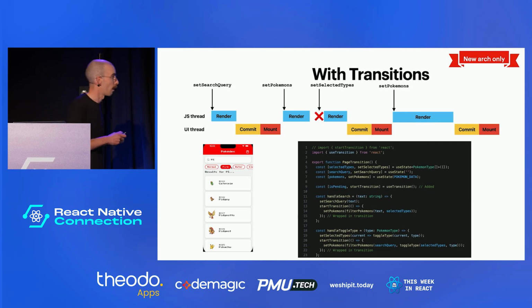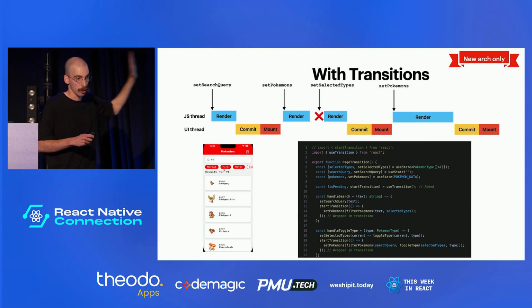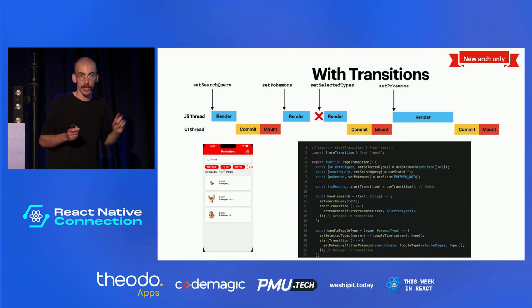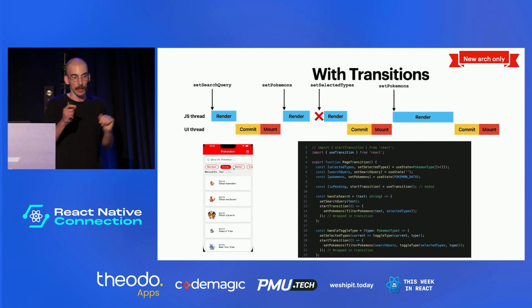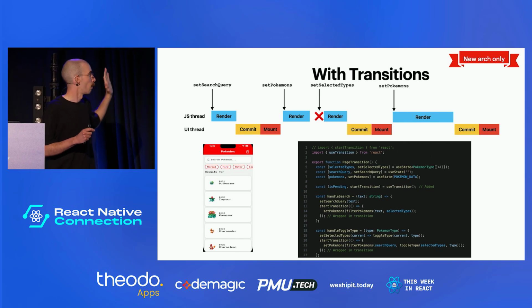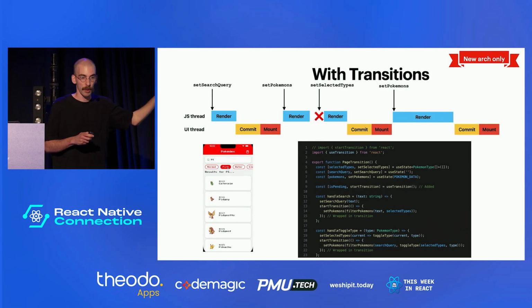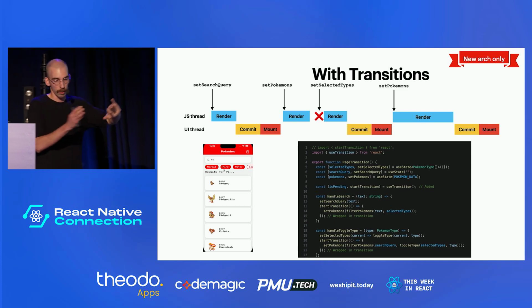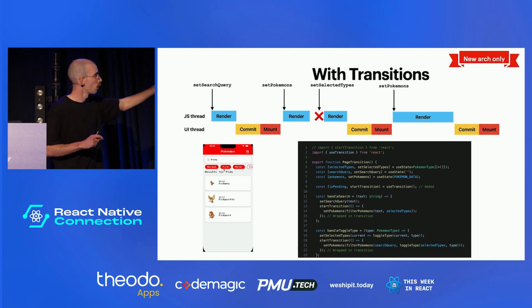When we look at our threads, what happens is that we set the search query, and then we get the set Pokemon state update, but because it's marked as non-critical, React will first finish all the rendering for the previous states. So we'll go through the render phase, commit, and mount for the set search query. Then we'll start set Pokemon, and then when the set selected types will come in, React will know that it can cancel set Pokemons and go on with this one.